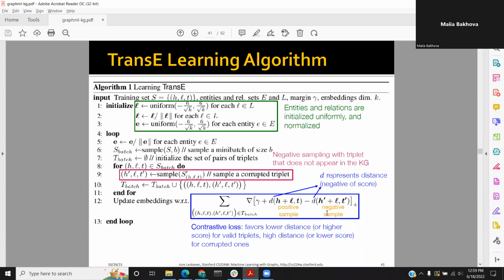Okay, but if gamma is a constant, then its derivative is 0. Yeah, gamma is a hyperparameter, I'm pretty sure, that you just specify up front. Okay.